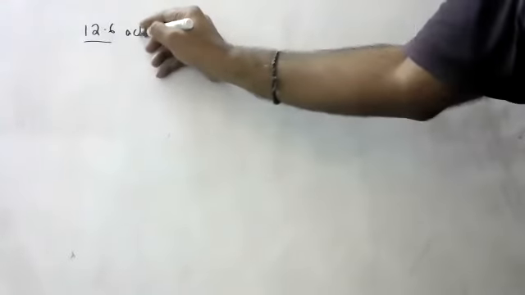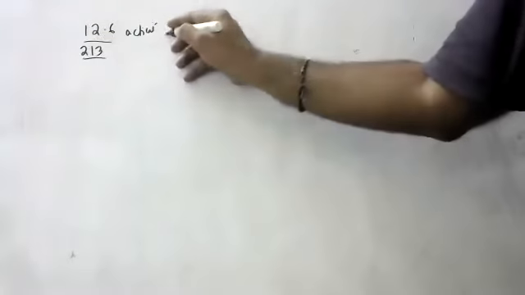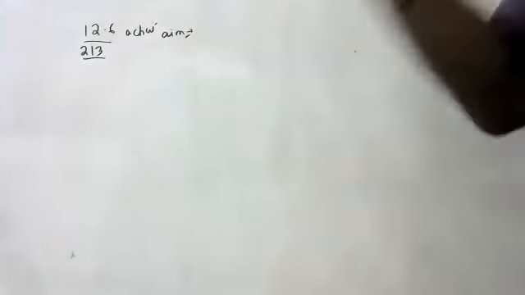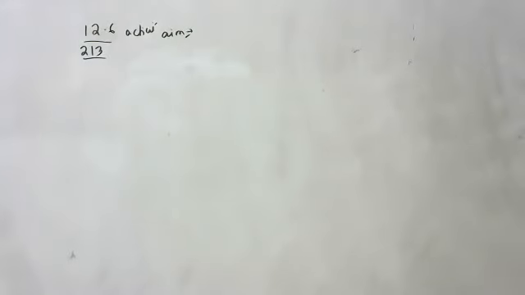Children, today we are going to discuss activity 12.6, and the page number is 213. Please write down the aim, all of you. Write down the aim of the activity beside it. Okay, so we are here.